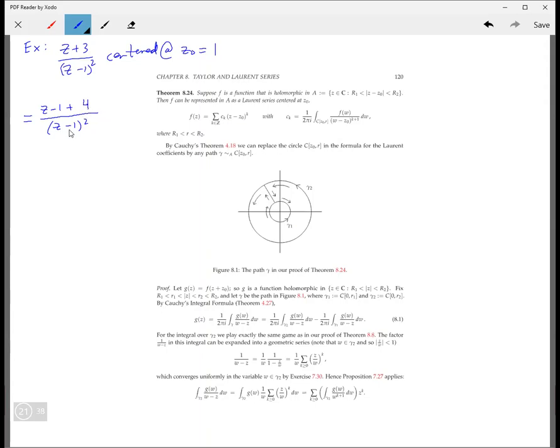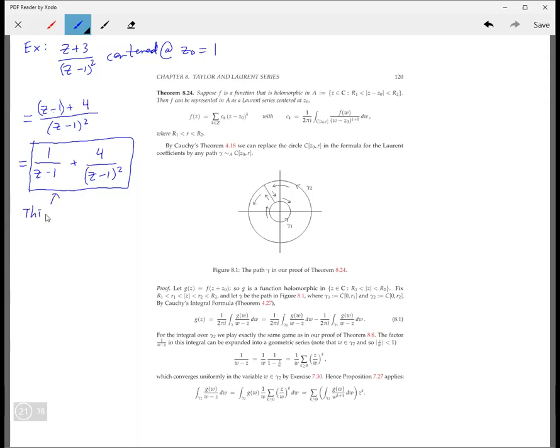A 4, right? Because 4 minus 1 is 3. Okay, now we'll split this up with this over this, which is just going to be 1 over z minus 1 plus 4 over z minus 1 squared. Okay, and this right here is the answer. This is the answer.